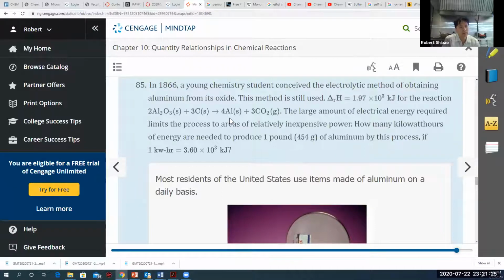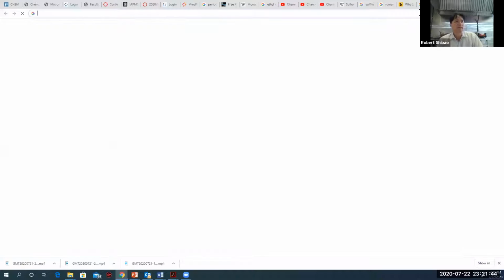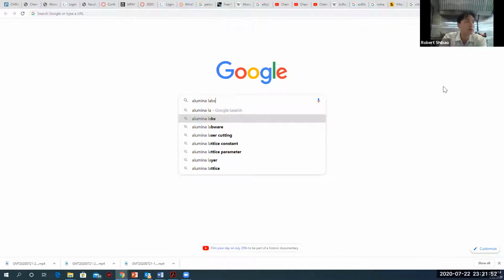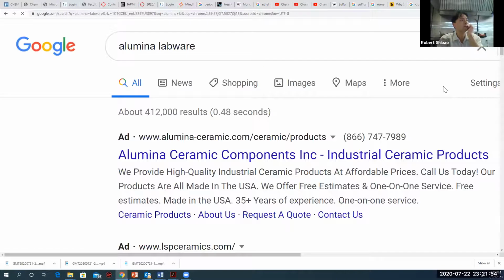aluminum oxide. Aluminum oxide is an extremely tough ceramic. Aluminum oxide is the wonder material, you know, it's the wonder ceramic of ceramics. I used to use it all the time. I used to buy aluminum oxide pots, aluminum oxide labware. It's called alumina labware. It's amazing stuff.